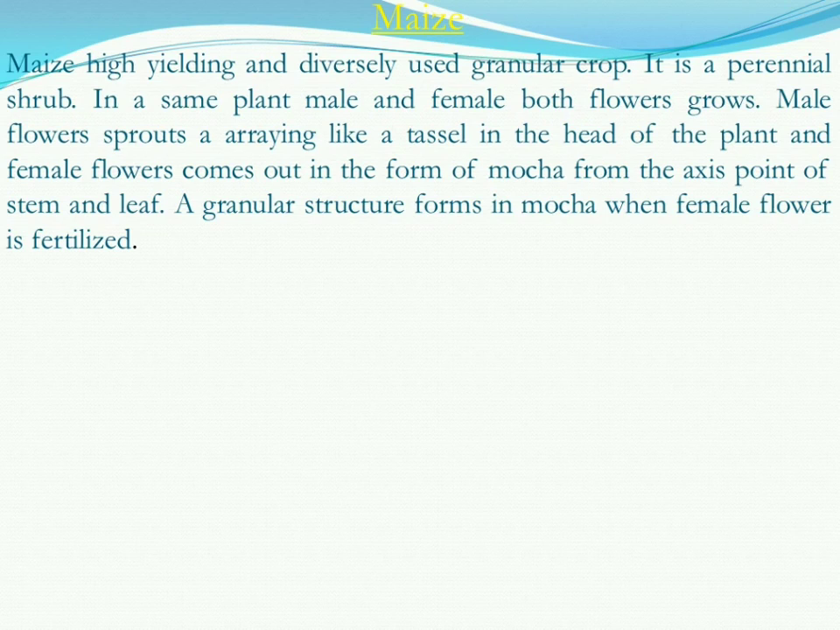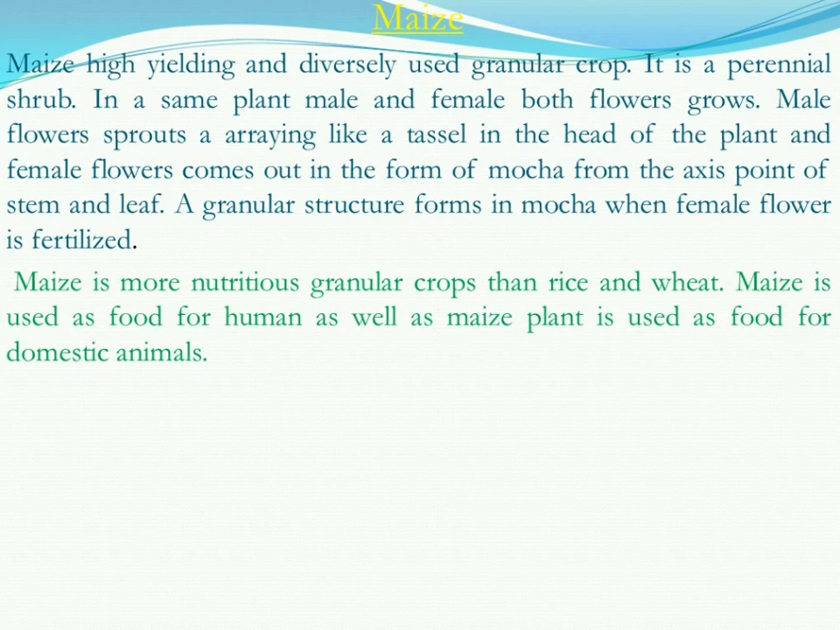Now let us know more things about maize. Maize is a more nutritious granular crop than rice and wheat. We're taking rice and wheat as the granular crops. Basically, in our country, we take rice and wheat as granular crops. Rice is our staple food, so we mostly like rice as a granular crop, and wheat. But maize is more nutritious than rice and wheat. Maize is used as food for humans, as well as the maize plant is used as food for domestic animals, because this is a very leafy plant, so it is good food for the domestic animals also.